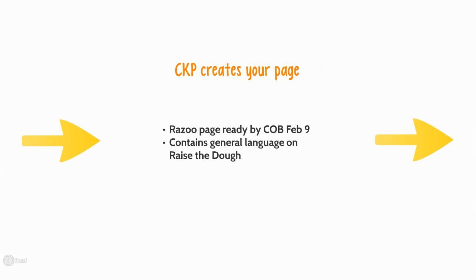So what happens after you turn in your MOU? I'm going to be creating your page on Razoo, and if I have your MOU in by the 5th, then I'm going to create all those pages by February 9th, which is a Tuesday. When I make all the pages, it's just a general template with some general language about Raise the Dough and what we're fundraising for, and then I ask that you, like I said earlier, go in and customize everything.